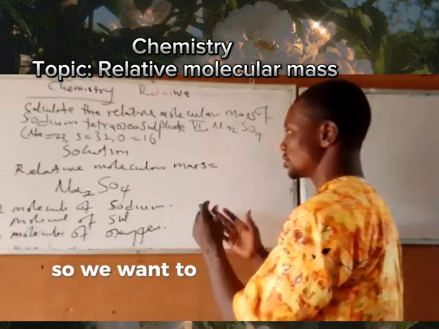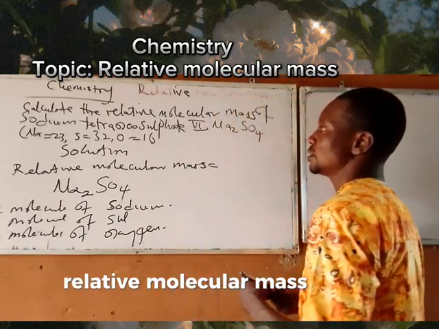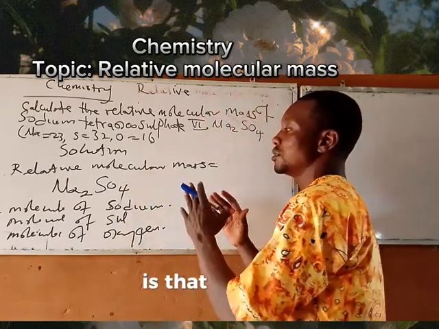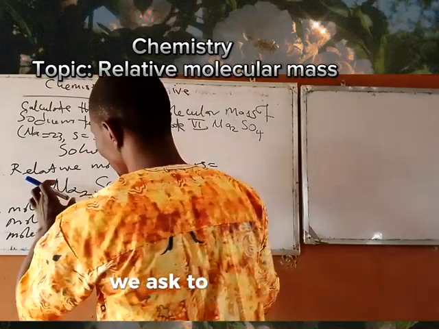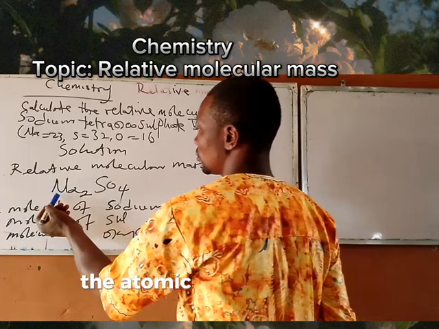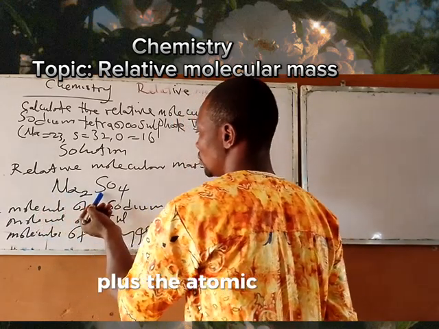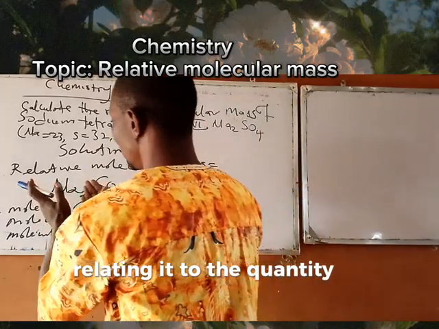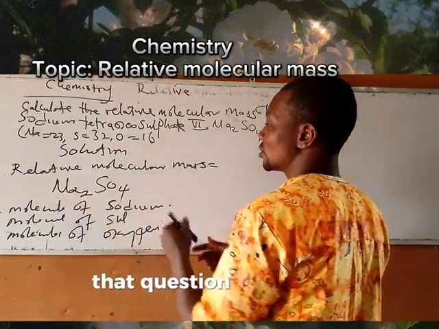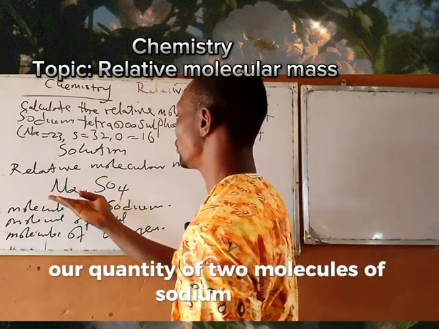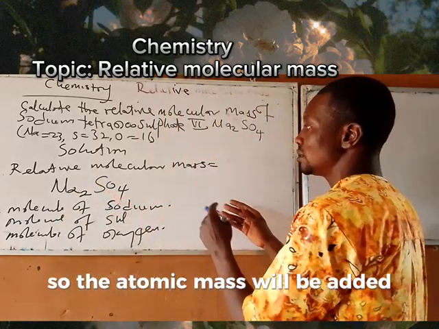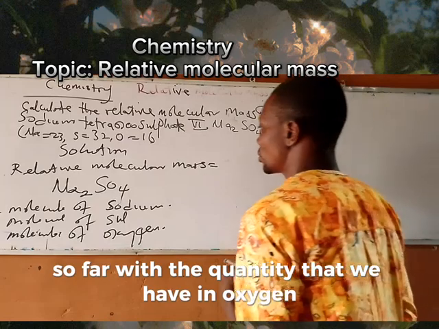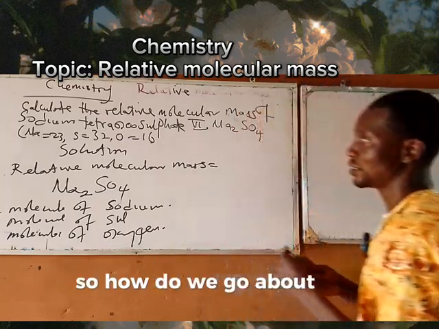So we want to see what the relative molecular mass is going to be. According to the definition, we add the atomic mass of sodium, the atomic mass of sulfur, and the atomic mass of oxygen, relating each to the quantity of that element in the question. Here we have two atoms of sodium, so the atomic mass will be added together with the quantity we have in sulfur and the quantity we have in oxygen. How do we go about that?